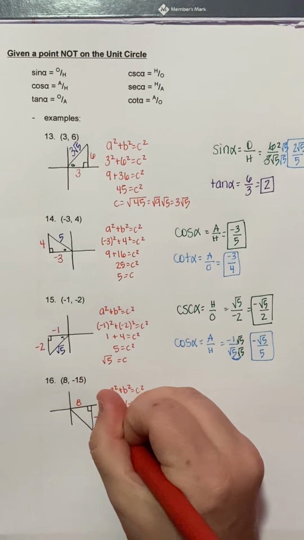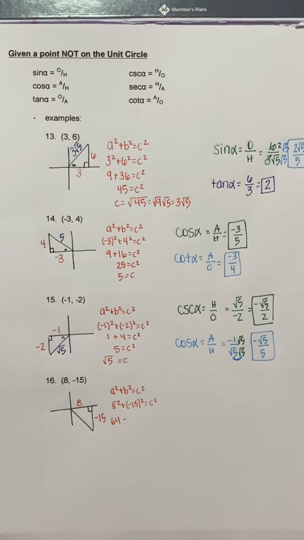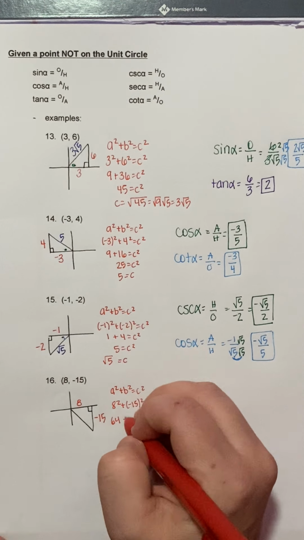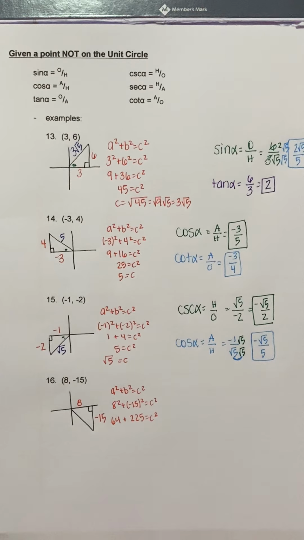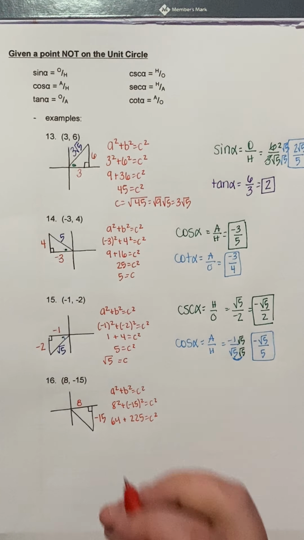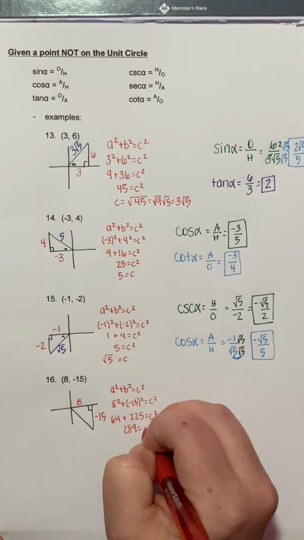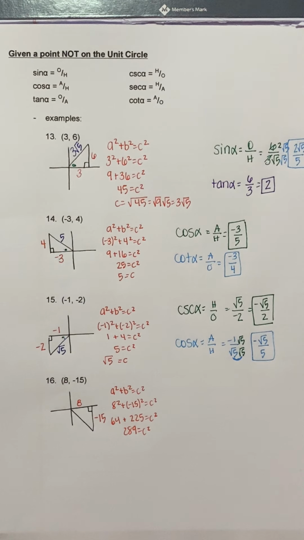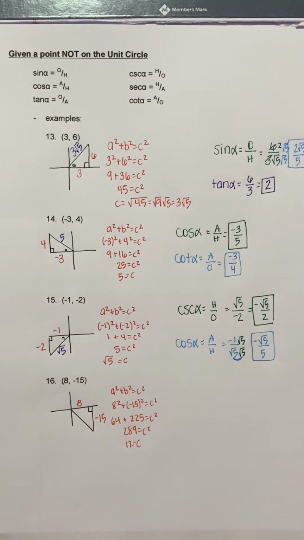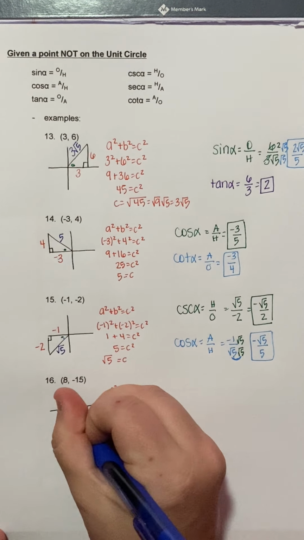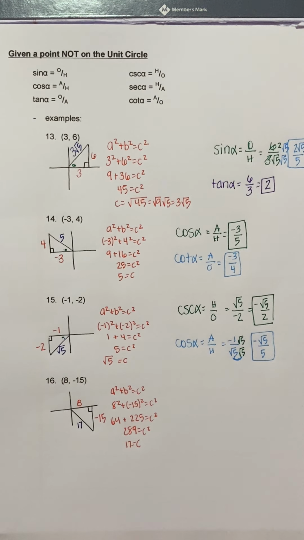equals c squared. 8 squared is 54. No, not 54, 64. So I've got negative 15 squared. That's going to give me 225. So 64 plus 225 equals c squared. I'm going to take 225 and add 64, and that's going to be 289 equals c squared. Now, if I take the square root of that, the square root of 289 actually comes out to be 17. So this right here is called a Pythagorean triple because I didn't have anything left over. It was a perfect root here. All right, let's find some functions based off of our trick.